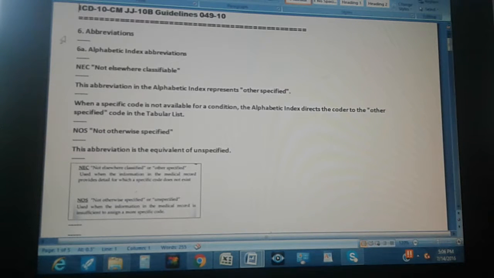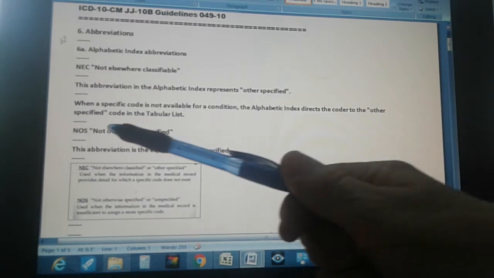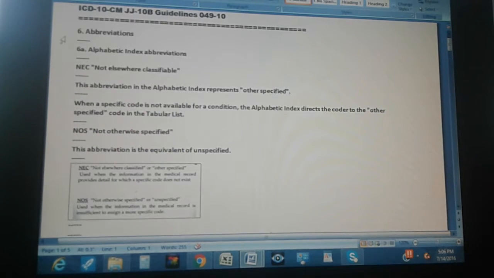Basically, the difference is why you can't find a code. When you have a NEC, it means that the doctor has given you all the information that he knows about the condition of the patient, and in spite of all the information, you can't find a code. That's a NEC. And NOS means that the doctor has not given you all the information, so you have to query the doctor. You have to say, "Doctor, please tell me more about the patient because I can't code."